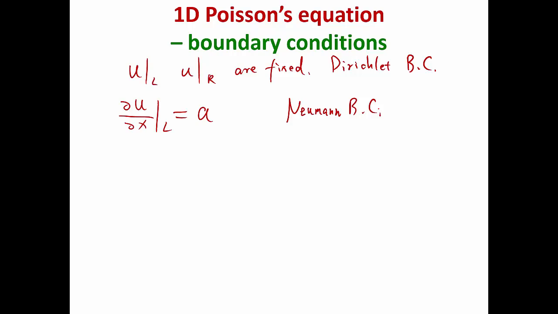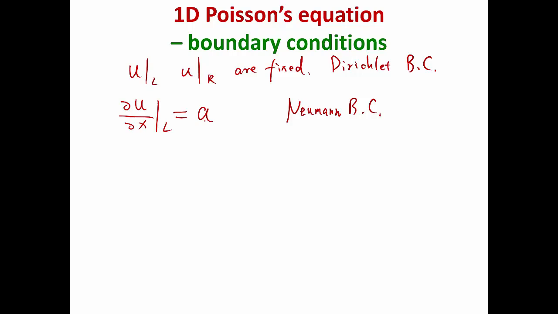Now, what if I have a Neumann boundary condition? What does that correspond to? That means a set heat flux. For example, a particular type of Neumann boundary condition is that I insulate one side of the domain. So there is no heat flux. No heat flux means there is no temperature gradient. That means the temperature gradient is equal to 0. That corresponds to the case that A equals 0.